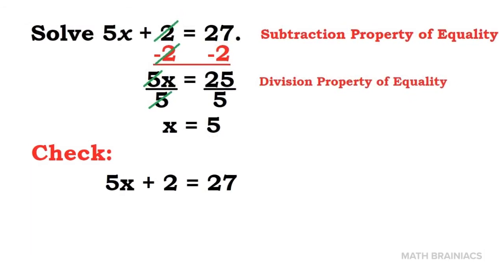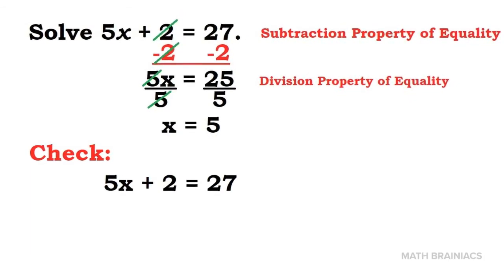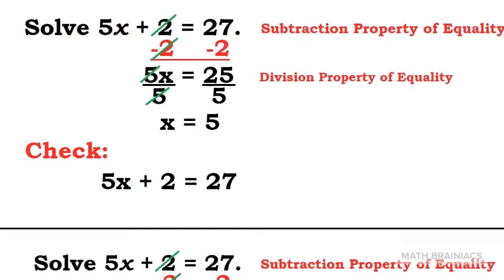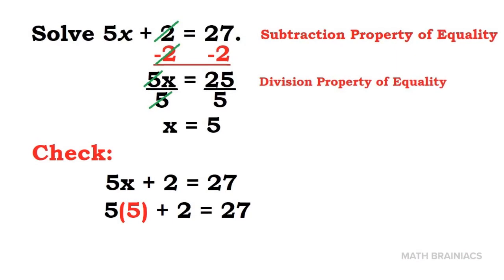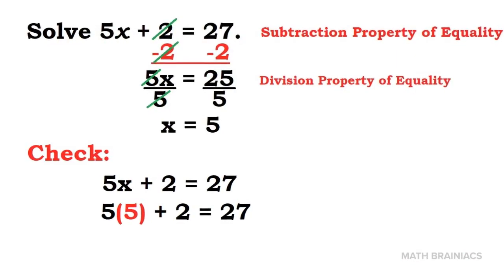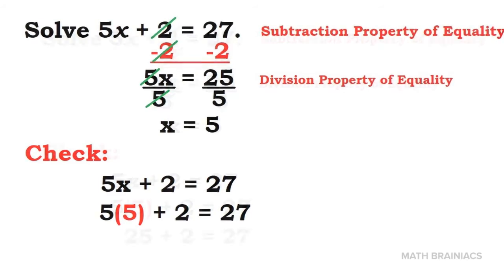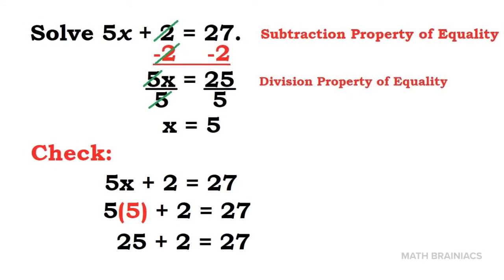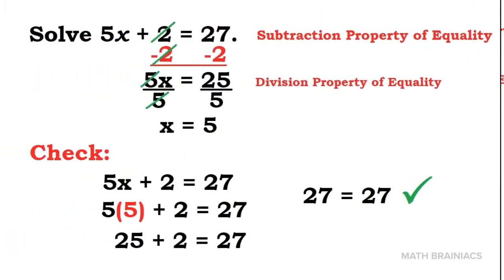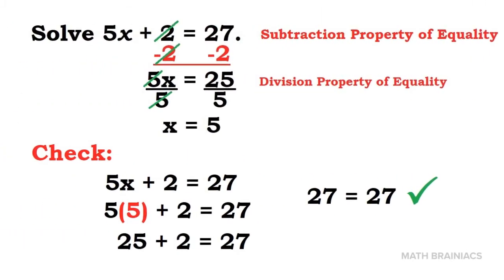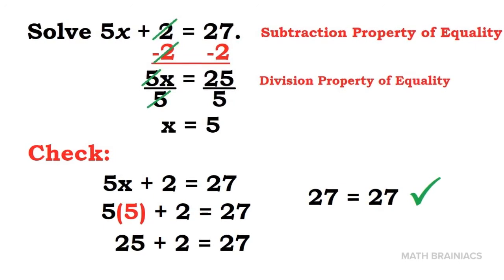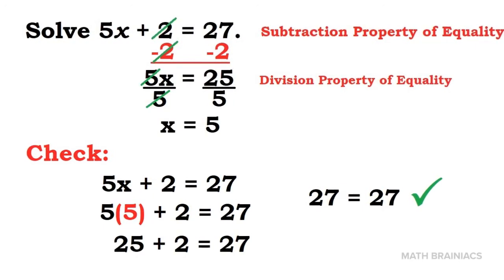Let us check if our answer is correct. Rewriting the equation below, which is 5x plus 2 is equal to 27. Then, substituting the value of x in the equation, 5 times 5 plus 2 is equal to 27. Furthermore, it will give us 25 plus 2 is equal to 27. Adding 25 plus 2, it will give us 27. Therefore, 27 is equal to 27. Our answer, x is equal to 5, is correct.